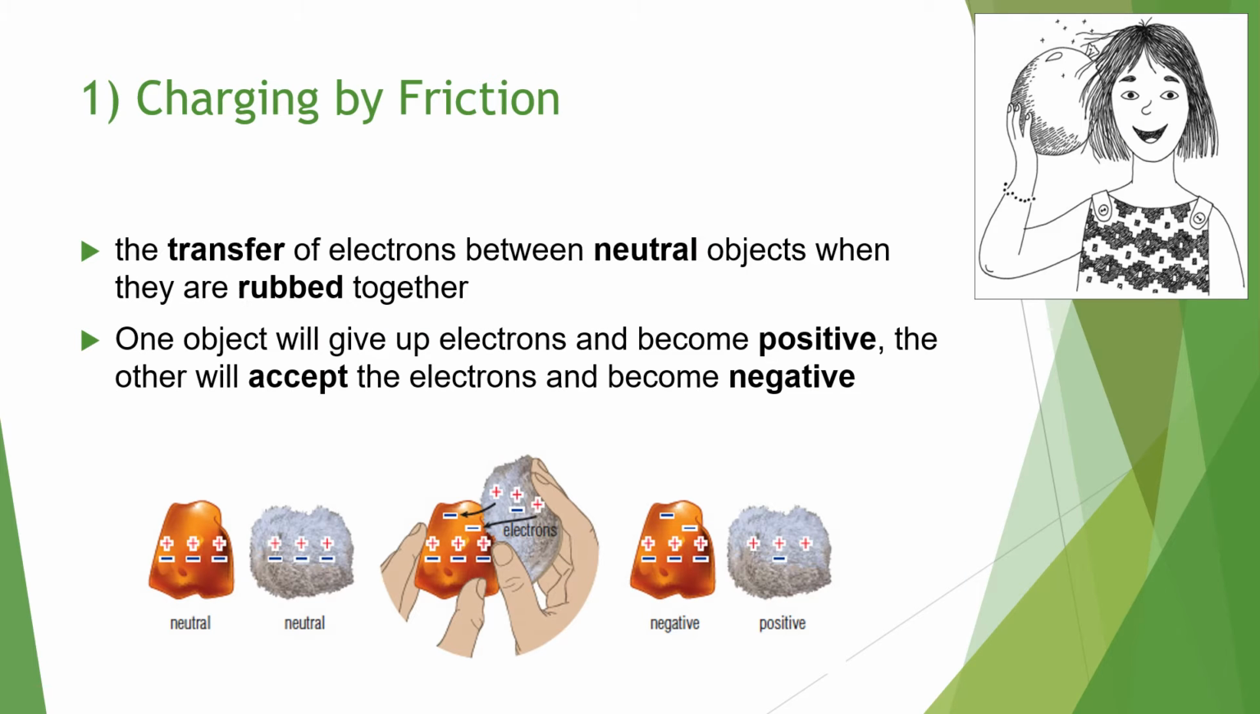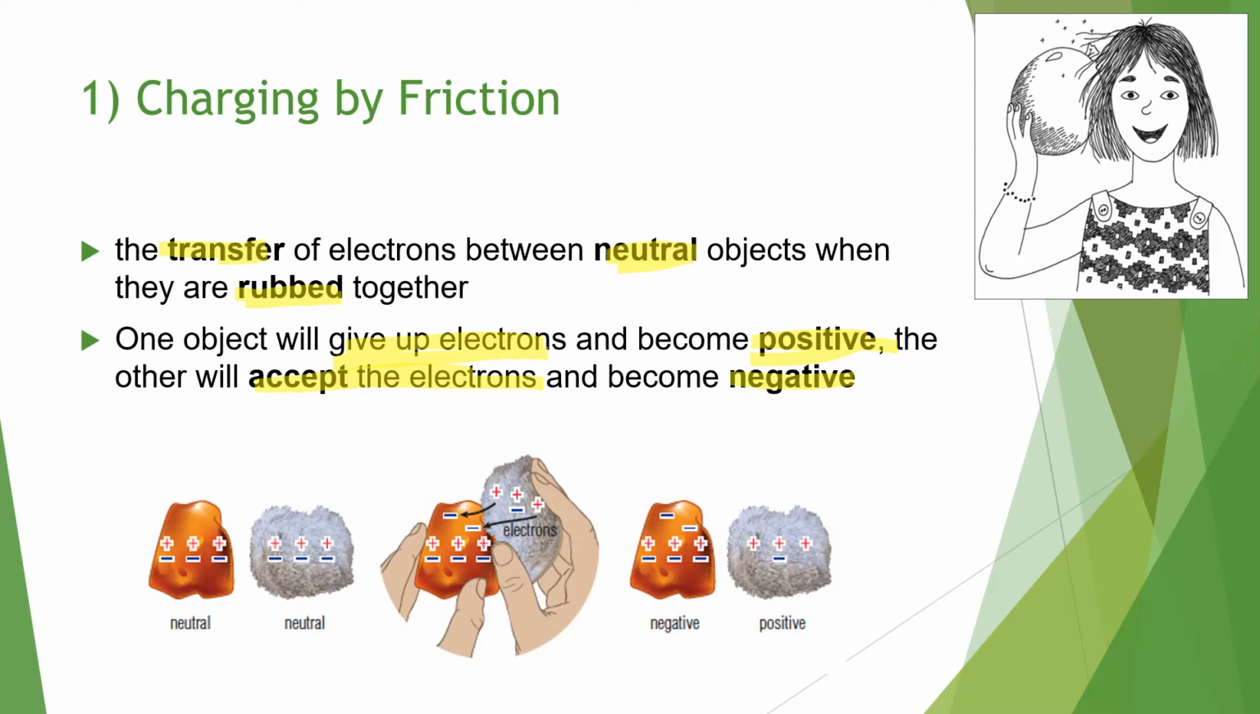Okay, so charging by friction, the transfer of electrons between neutral objects when they are rubbed together. So when 2 objects are rubbed together through friction, this actually causes electrons to transfer from one object to the other, which causes a change in the charge. It changes from being neutral to either positively or negatively charged. It says here, one object will give up electrons and become positive. The other will accept the electrons and become negative.